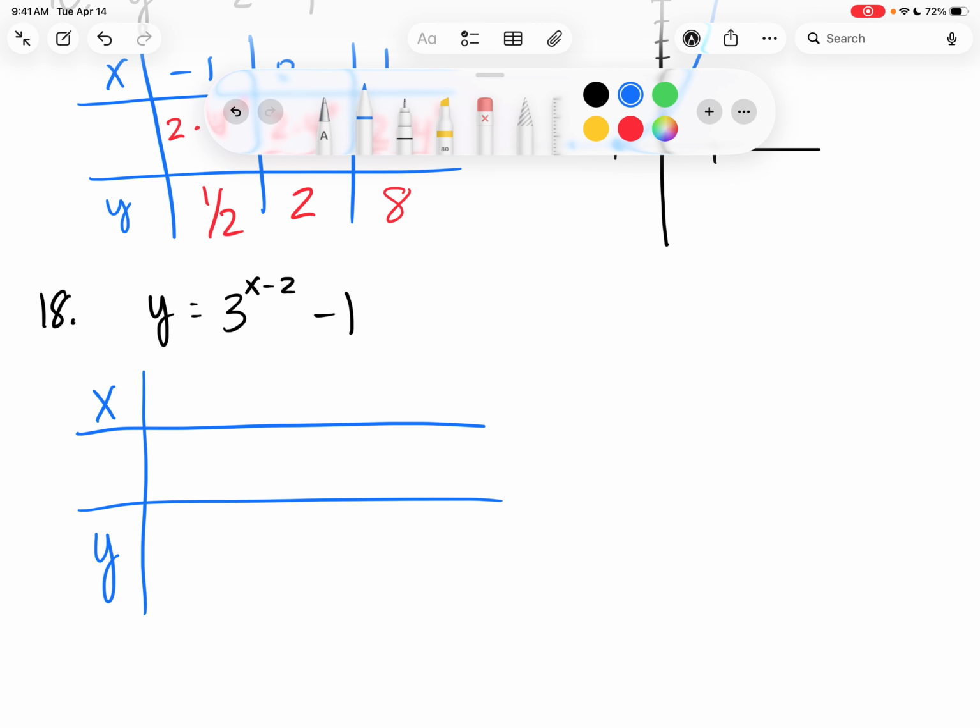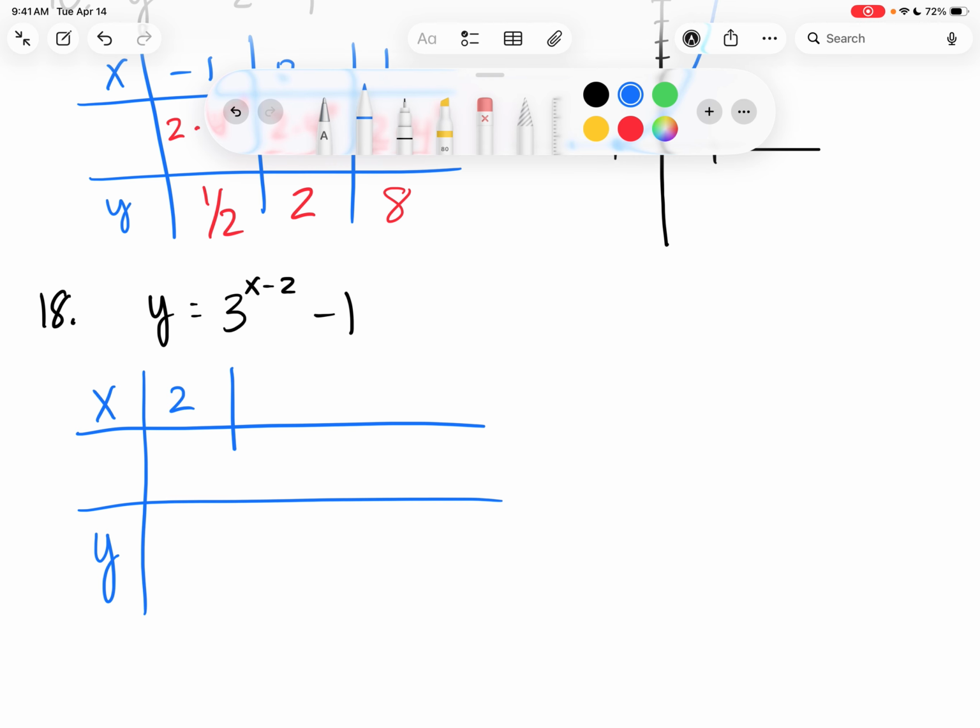So if I put in negative 1, that would be to the negative 3. It's going to end up being a really small number, right? If I put in 0, that's to the negative 2. It's still a pretty small fraction. That's not really helping me a whole lot. And so I would probably pick some bigger numbers that I can deal with. So maybe 2 would be a good one to start with because 2 minus 2 is 0, so that would be something easy to deal with. So I would probably start there.